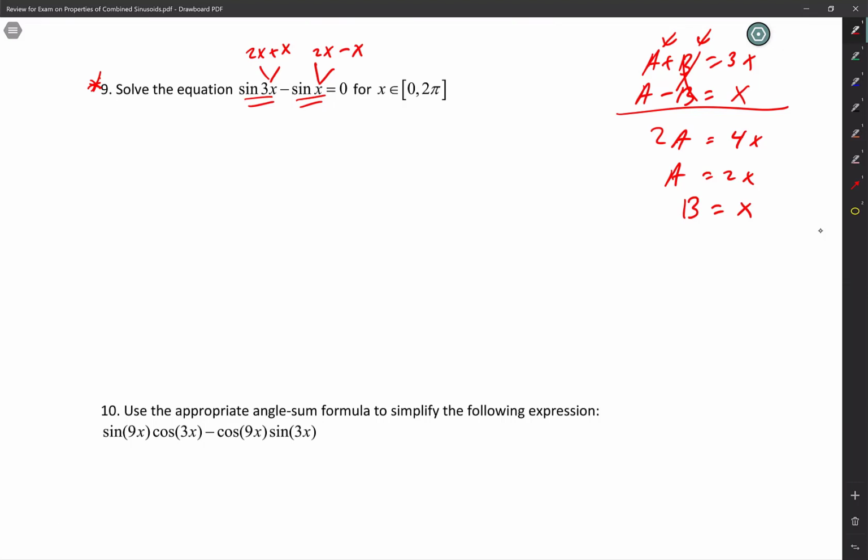This one's simple enough that you probably don't even have to do that. You can probably just recognize it. But if you don't, no big deal. Just put it on the side, and then just go sine, and then just write 2x plus x. And then expand what this one is.